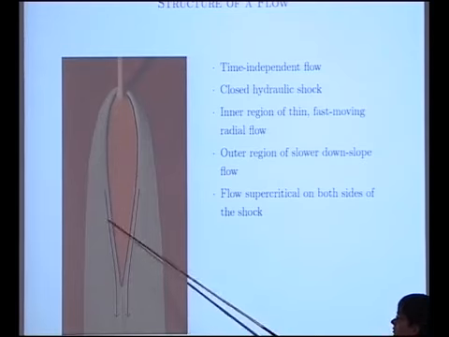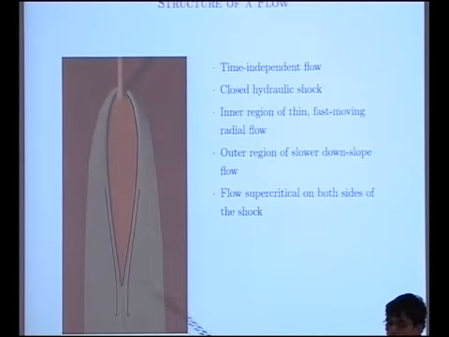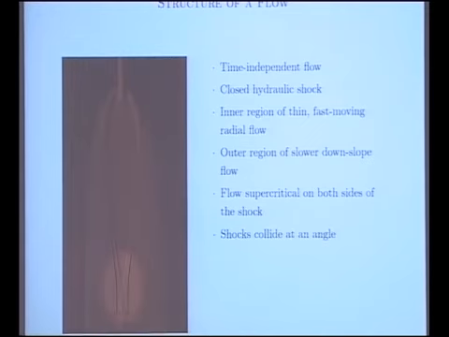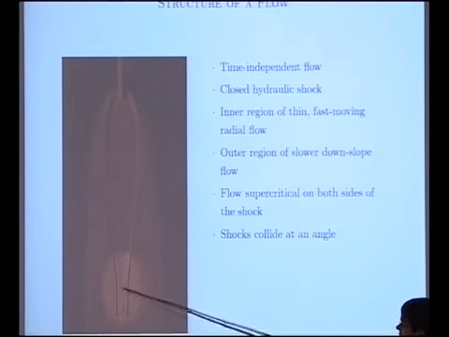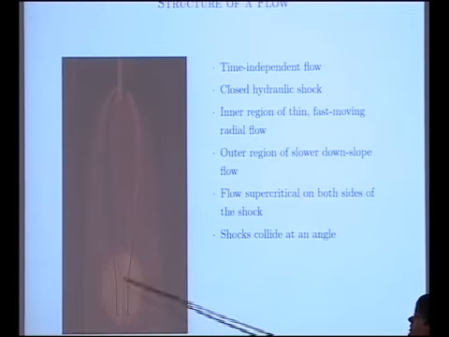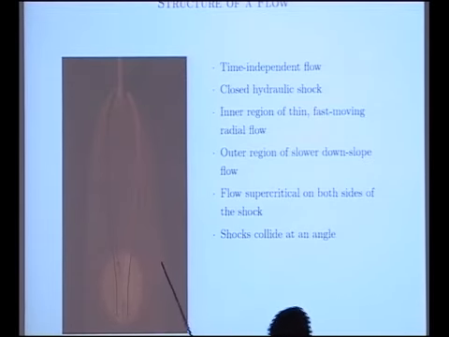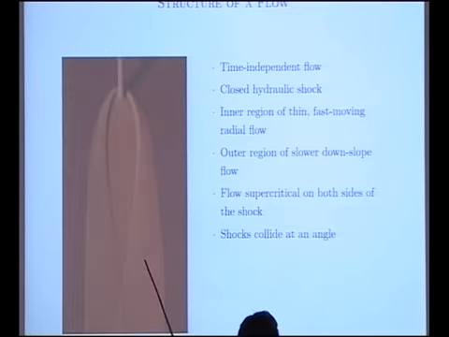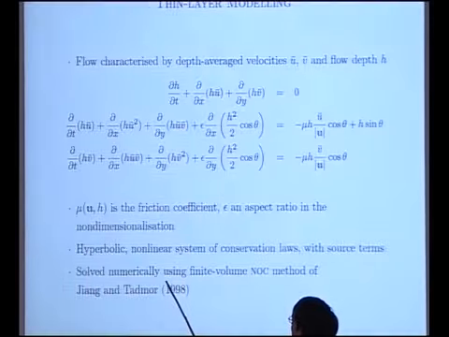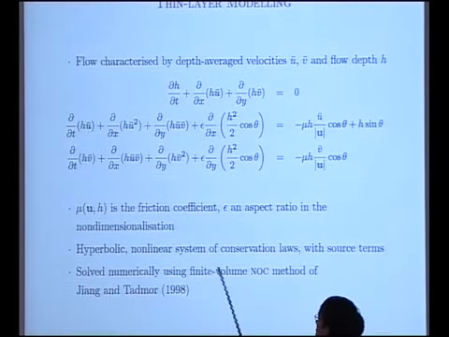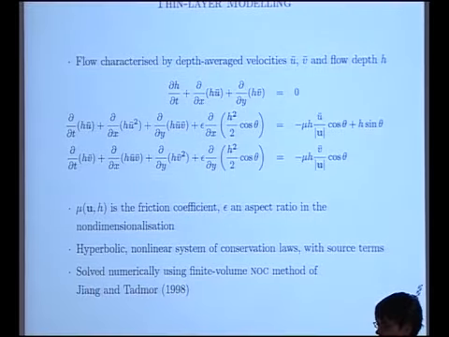Now, the flow in the slower moving region, though it is slow moving, is still supercritical on both sides of the shock. So the flow here is very fast, the flow here is slower, but is still supercritical. And we can see evidence of that here, that the two shocks collide at a sharp angle. So no information from the shock collision point is propagated upstream.